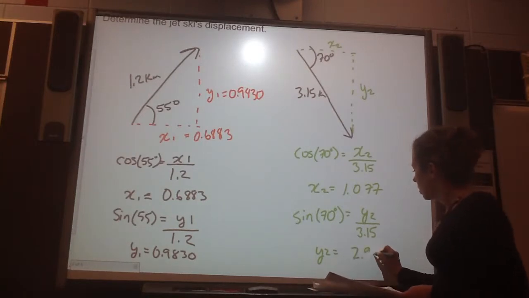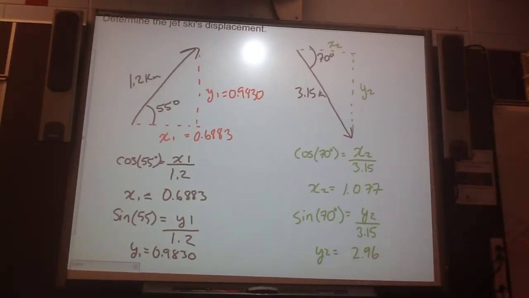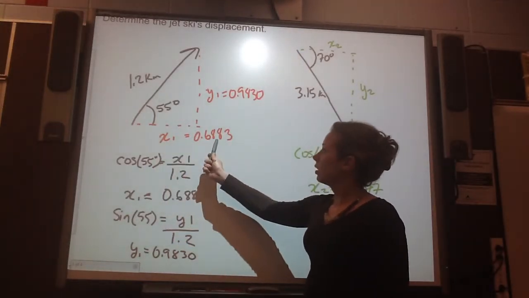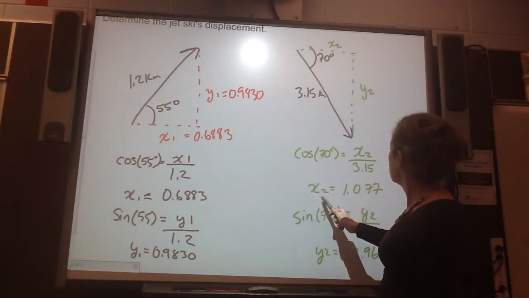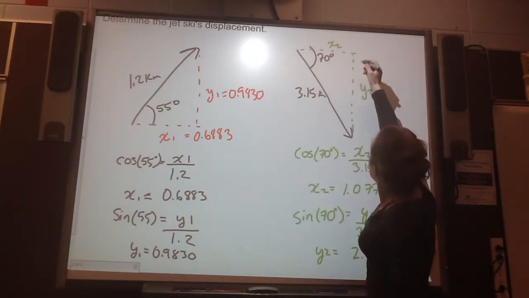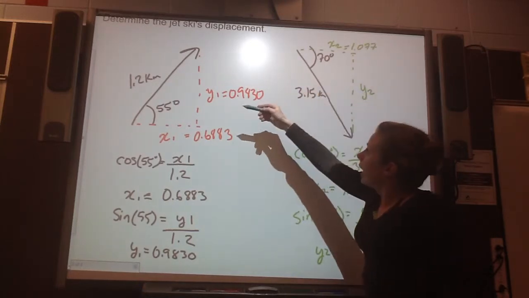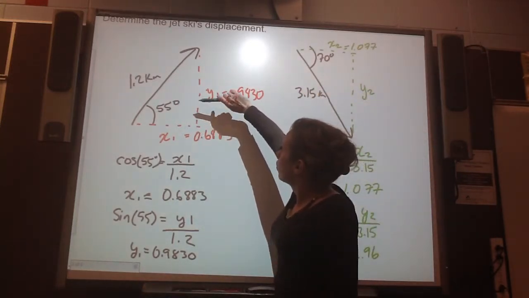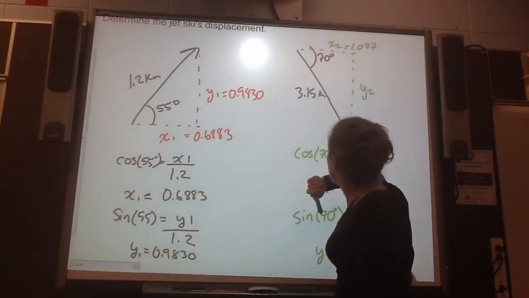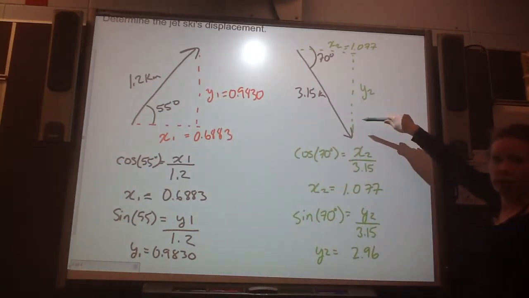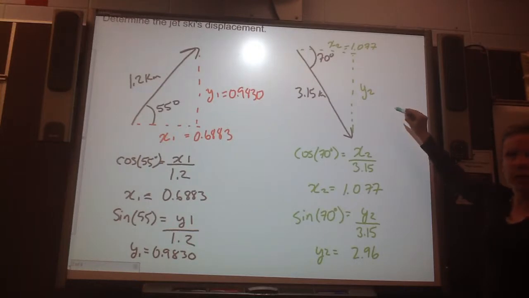Okay. Now, here's a key thing. When you're doing your x's and your y's, you need to make sure that you're putting in whether it's negative or positive. So our east directions are positive. Okay? East directions are positive. And this is a north direction, so it also stays positive. But here my y is going down, so I need to make sure that this is labeled as a negative.